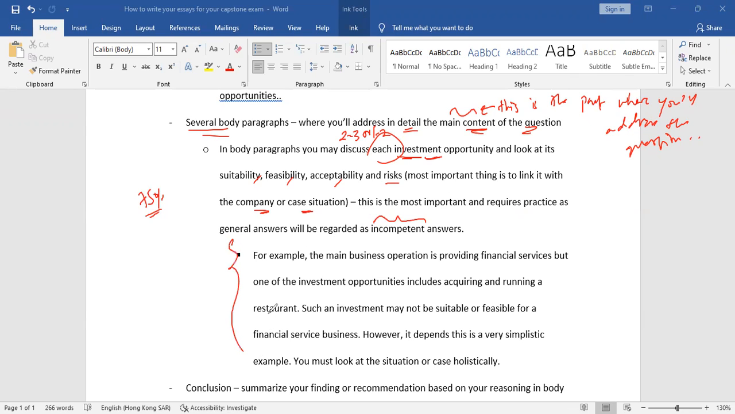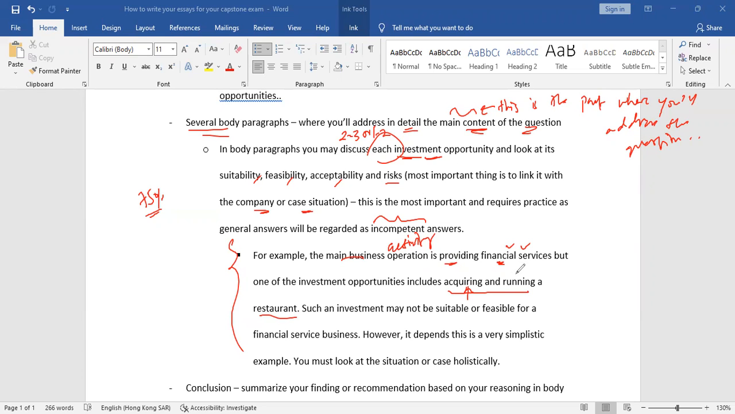I have a small example here of what I mean by these statements. For example, the main business activity is providing financial services. It's a company which provides financial services, and they plan to acquire and run a restaurant. Now, these are two different things. A financial services company may acquire, but they may not run. But if the question says acquiring and running a restaurant, then it's a red flag.